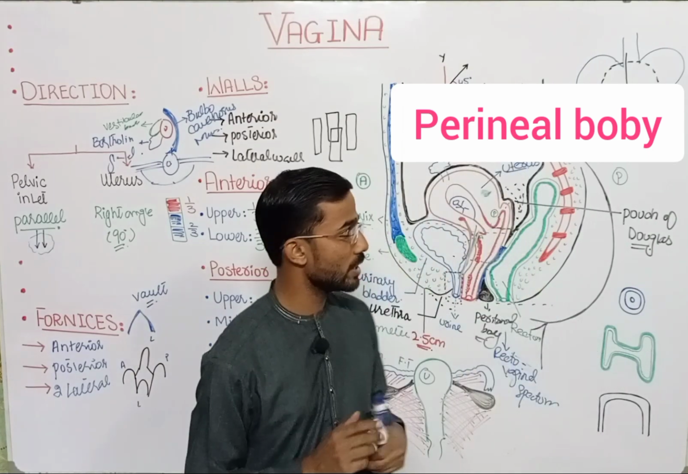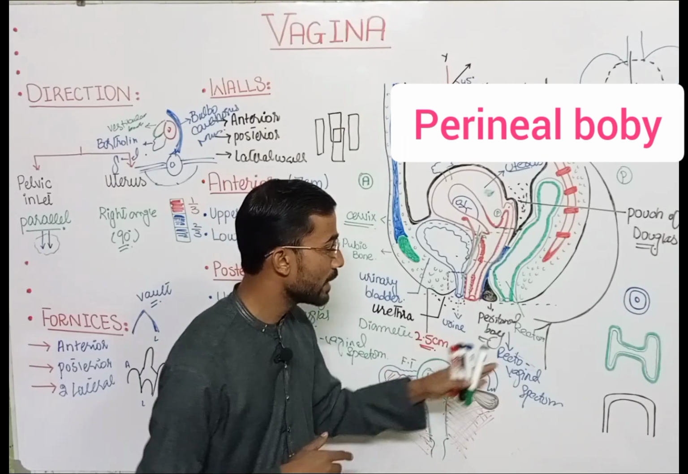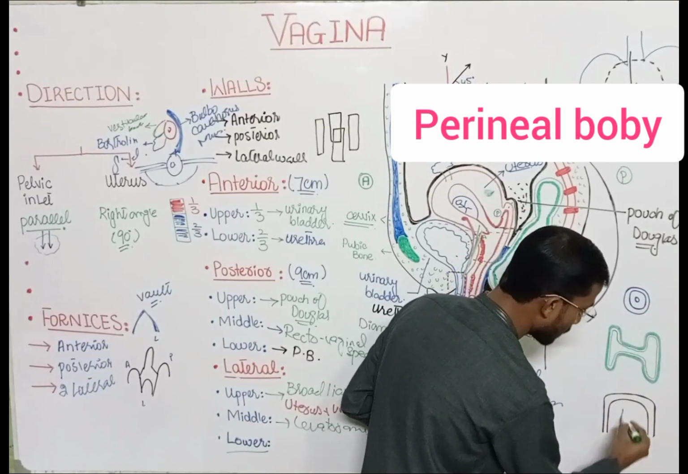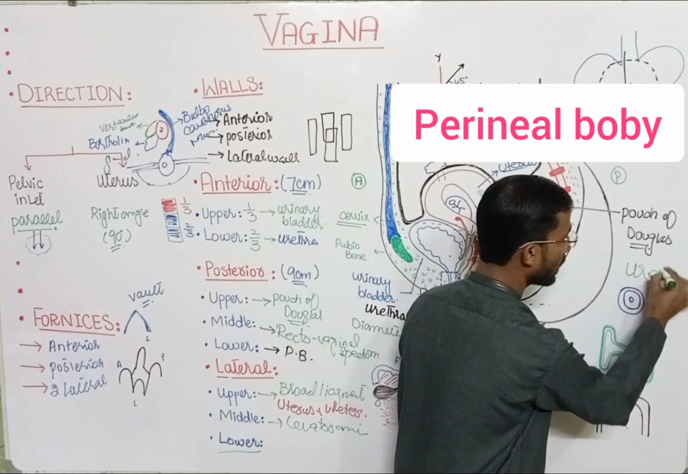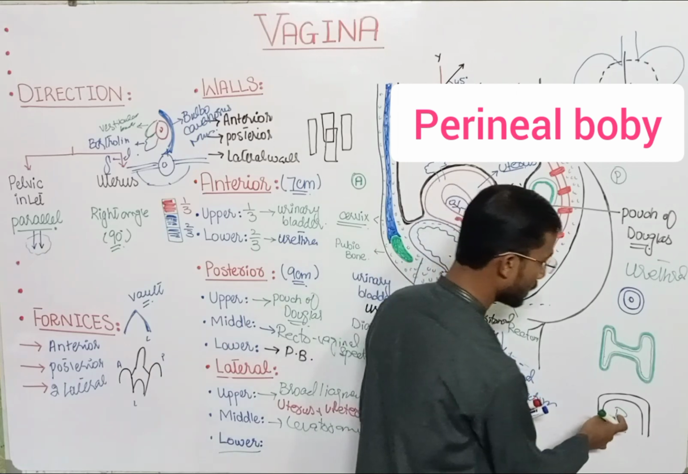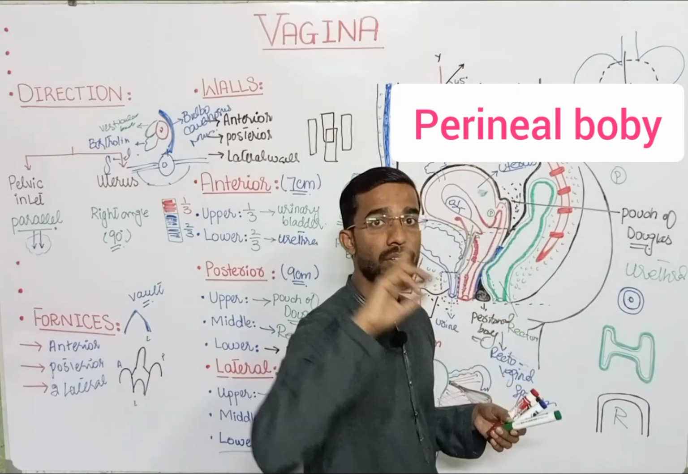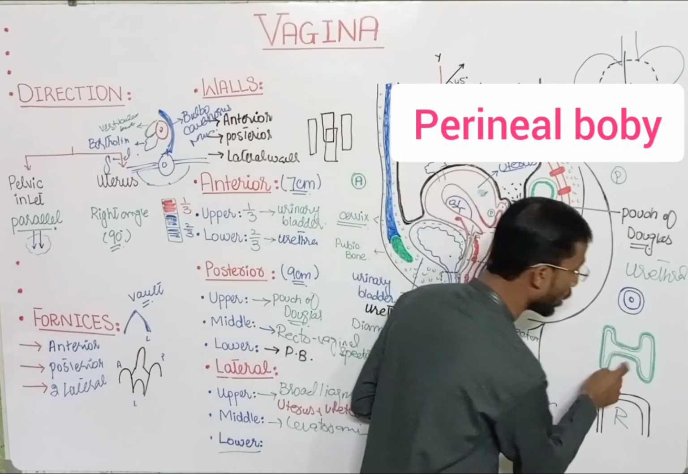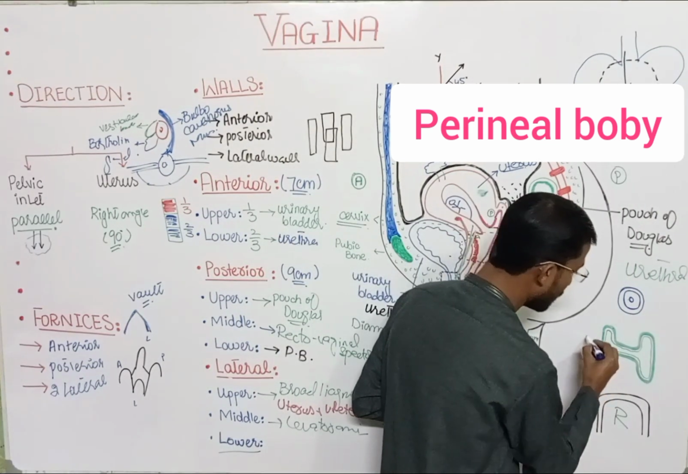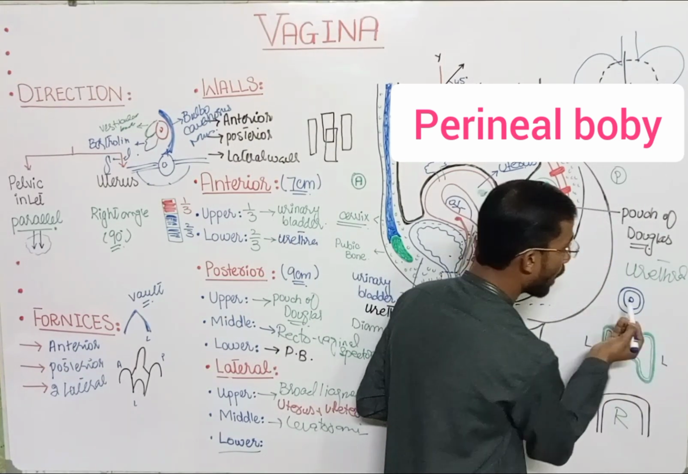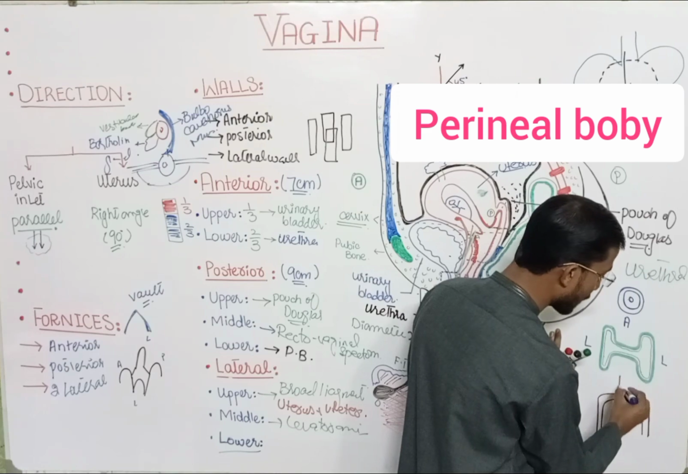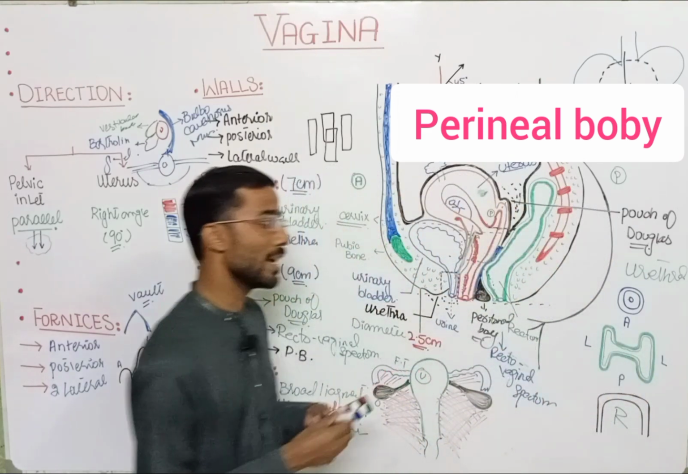This is the vagina. If you see the transverse section, it will look H-shaped. So this is the rectum side, and this is the urethral side. This is the opening for urine. This is the vagina, and this is the rectum. When we cut a transverse section, we see it H-like. Here you can see the two lateral walls. At the urethral side, you will see the anterior wall, and at the rectum side, you will see the posterior wall.